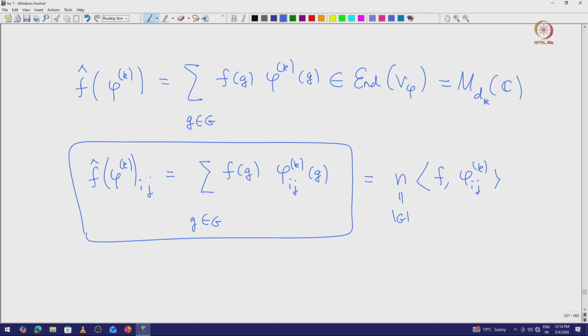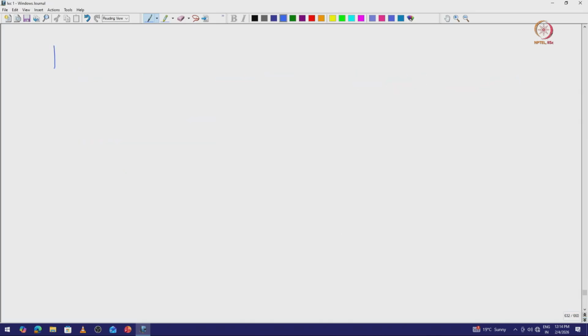Okay. So, let us actually state and then prove the Fourier inversion. So, here is the theorem. Given f from G to C, a complex valued function on G. Then what we can do? We can actually recover f using its Fourier coefficients, or the Fourier transform.